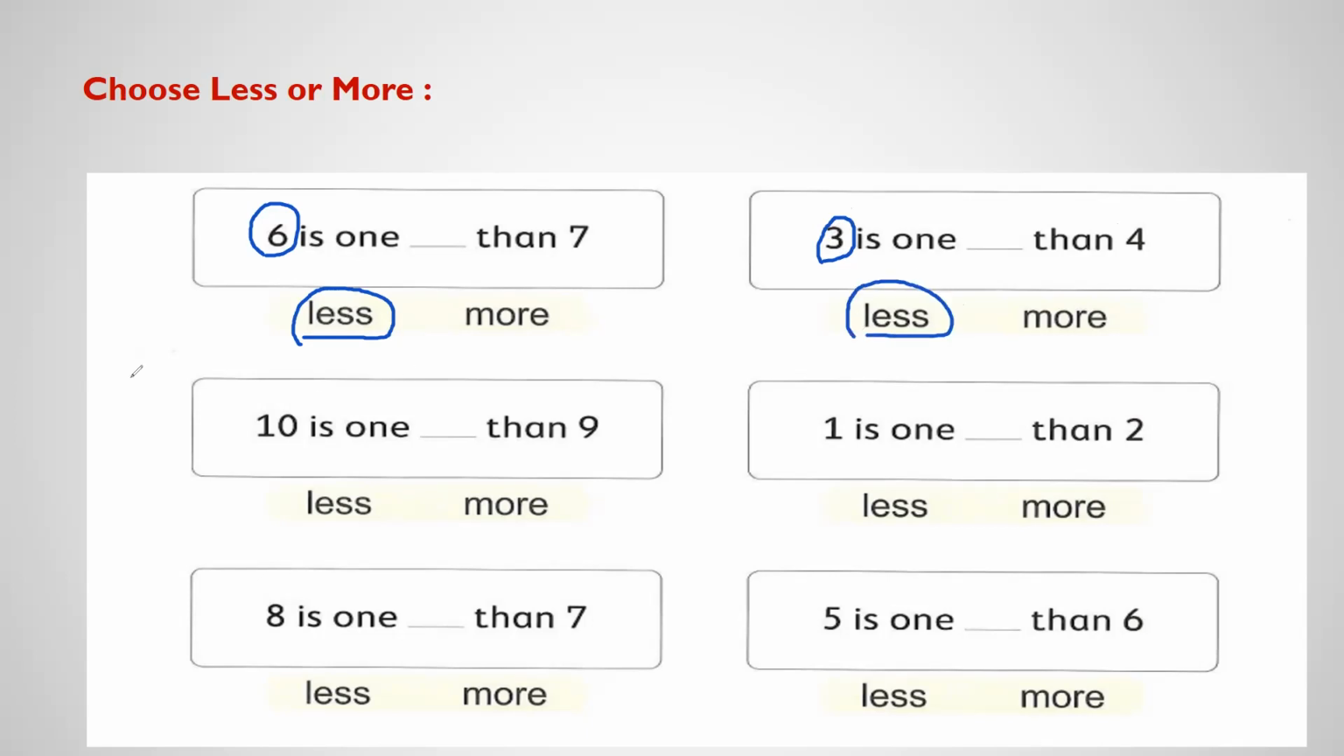Here we have 10. 10 is 1 less or 10 is 1 more than 9. Look at number 10. Is number 10 big or small? 10 is the big and 9 is the small. So we are going to look at 10. 10 is big and big means less or more? Yes, 10 means more.